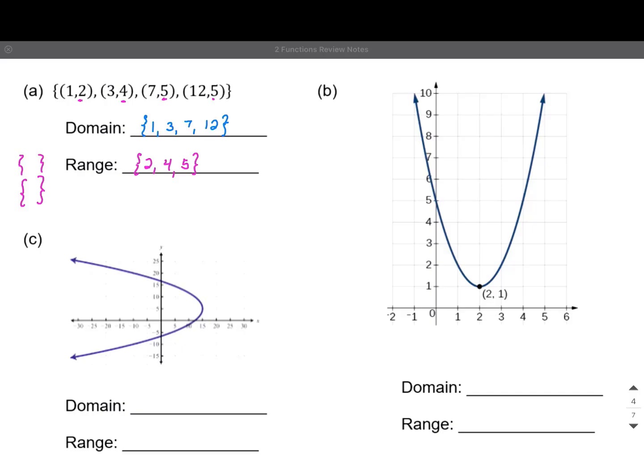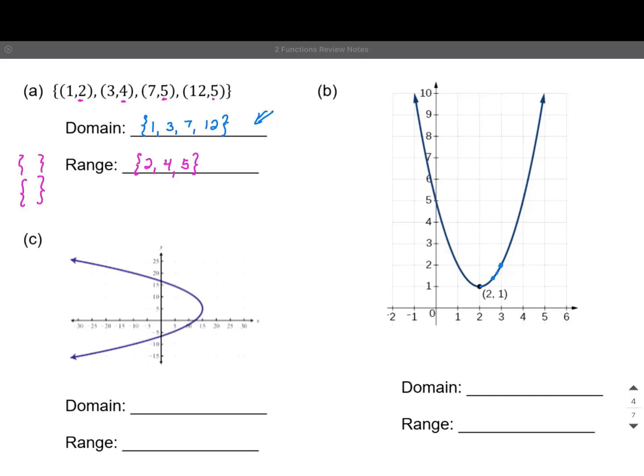So now we have a graph. This graph has an infinite number of points on it because between any 2 points you look at on this graph, there's another point. And there's another point in between that, and another point in between those two. There's an infinite number of points. So you cannot write your domain and range like this. You are going to have to use inequalities or interval notation.